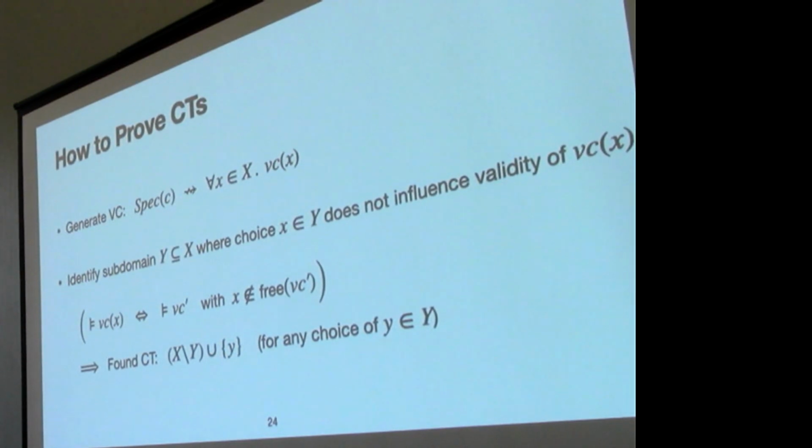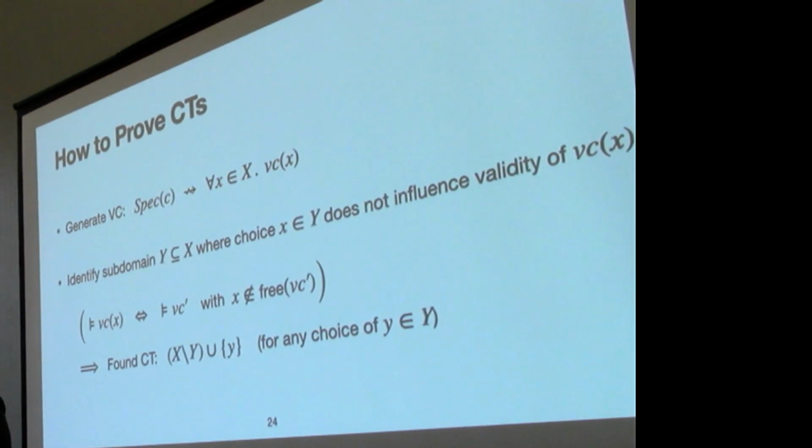So then the difficult part is that we actually have to prove that this guess is correct. Okay, so what we basically do is we take our VC, we drop the quantification, so that means that we just look at VC of x, where x occurs freely, and we restrict x to the subdomain y, and then we transform it and basically try to eliminate x.